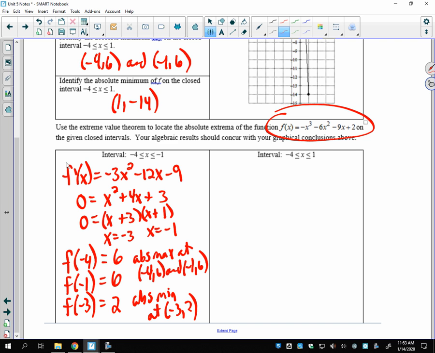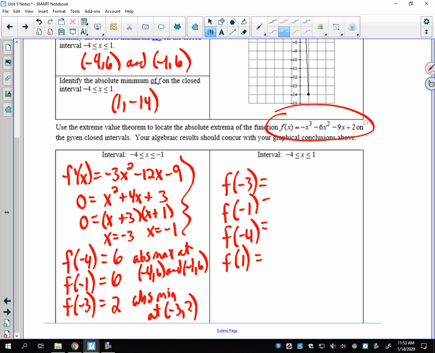If we change the endpoints here from -4 to -1, I don't need to redo this part because the math is the same. It's still the same derivative. I'm still going to get the same critical points. So I still have to check plugging in -3. I have to check plugging in -1. And now I have to check these endpoints also, because those are what my possibilities say. I already did that over there. -3 was 2. -1 was 6. -4 was 6. And now when I plug +1 in, I get -14.